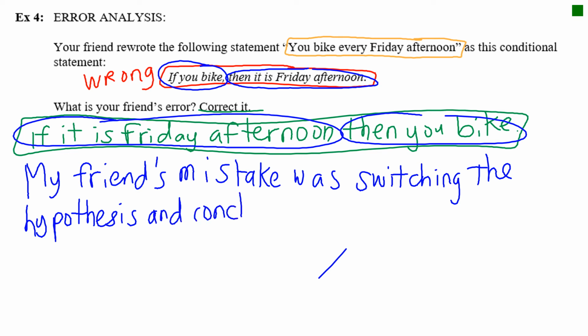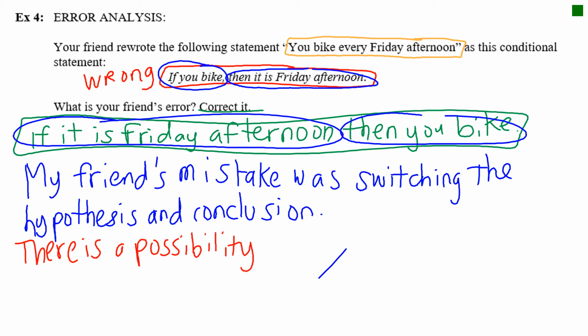Then I might add one more statement to that. The reason this is so incorrect was because the way our friend wrote it made it seem that the only day we could bike was Friday, and that's not true. We could be biking any other day. There is a possibility of biking on another day that is not Friday.